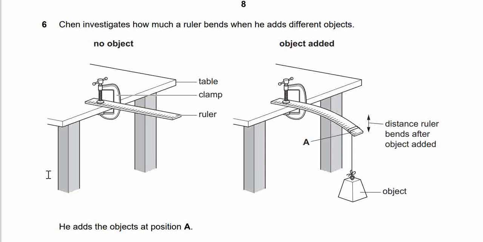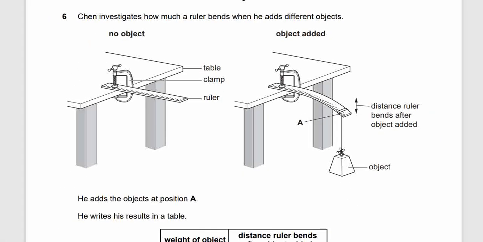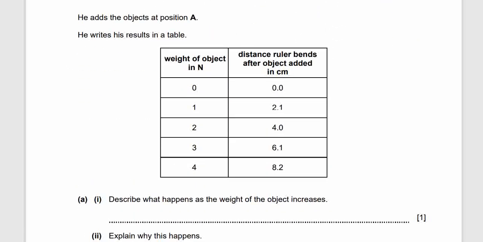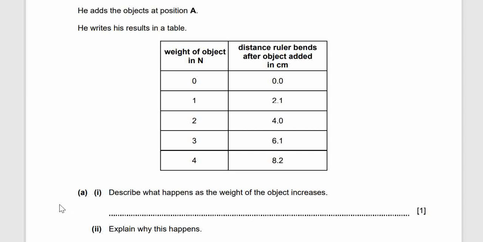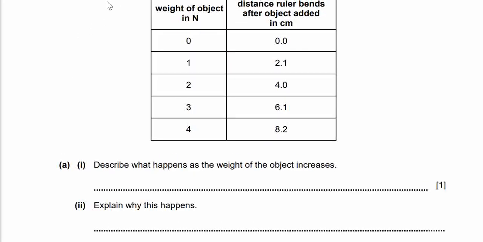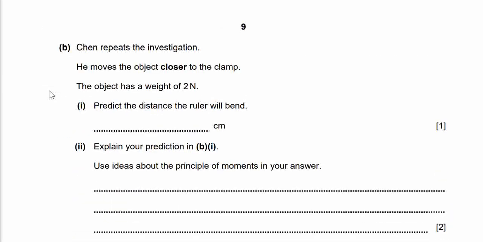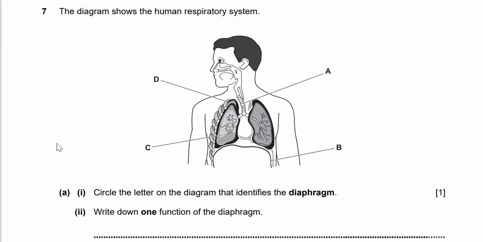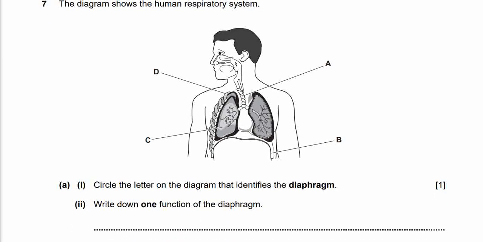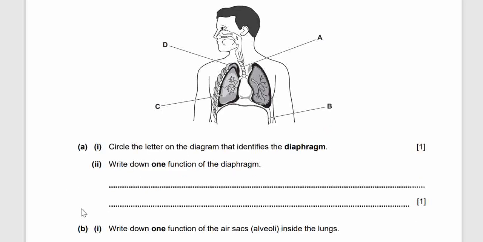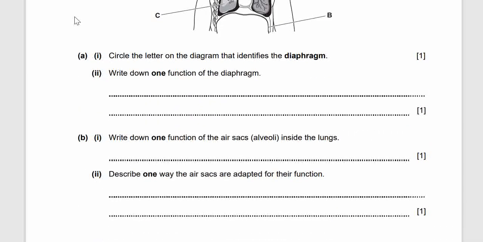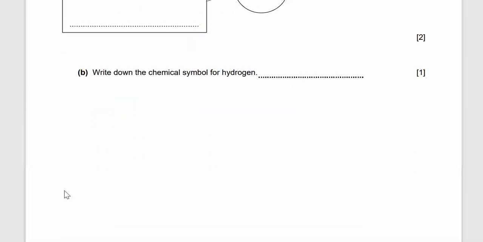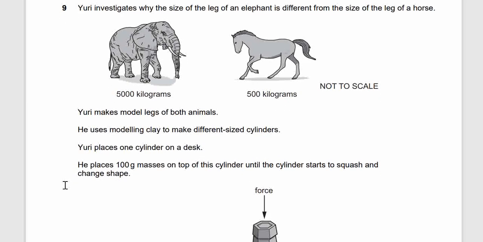This is question number 6. This is still question number 6. This is 6A part 1 and 6A part 2. Let's move on to question 6B part 1 and 2. And next we move to question 7A part 1 and 2, 7B part 1 and 2. Next is question number 8, A and B, and number 9.